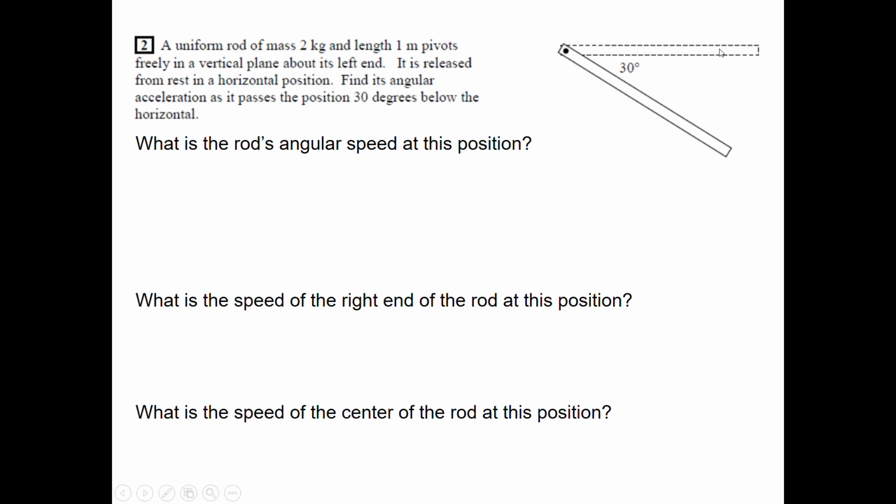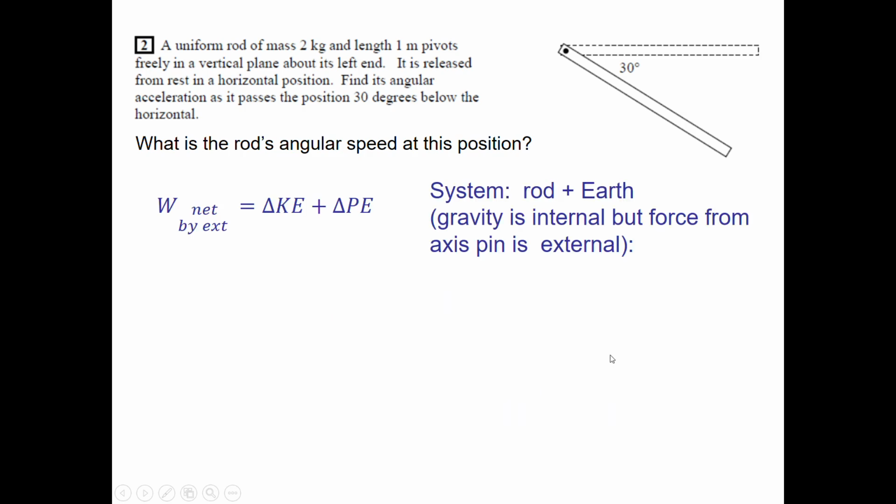It wasn't rotating at all when we let it go, but it sped up. What's the angular speed at this position? Then we want to know the linear speeds of a couple of points on it. Okay, let's concentrate on that first question. To answer that, we're going to use energy methods. We're going to say our system is the rod plus the Earth. And the rod-Earth system, where gravity is internal, is going to be changing its potential energy as mass starts to go down closer and closer to Earth.